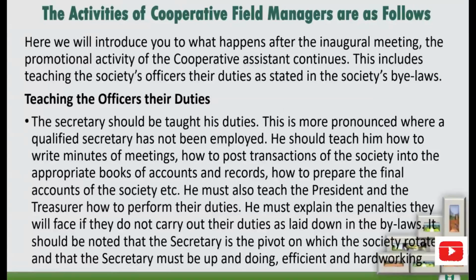Teaching officers their duties. It is a cooperative assistant's duty to teach the cooperative officers their duties. For example, the secretary should be taught his duty. This is more pronounced where a qualified secretary has not been employed. He should teach him how to write minutes of the meetings, how to post transactions of the society into the appropriate books of account and records, and how to prepare the final accounts of the society. He must also teach the president and the treasurer how to perform their duties.